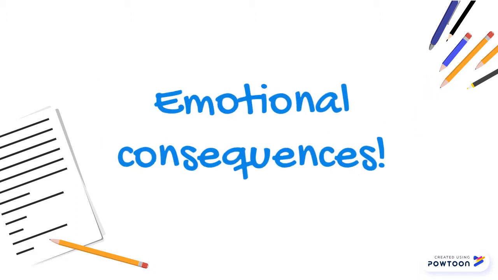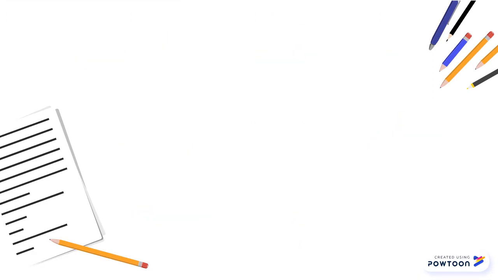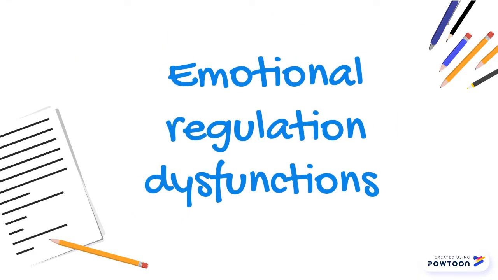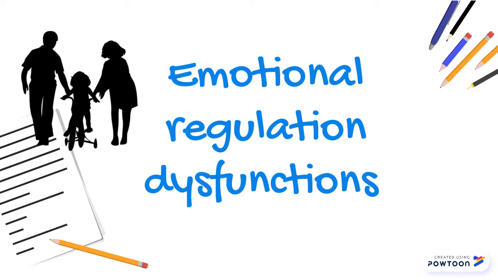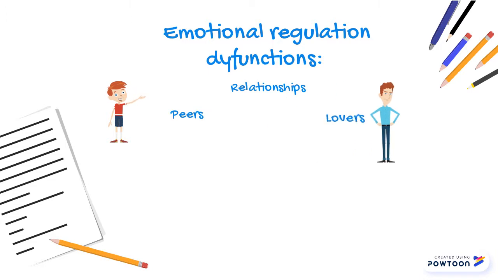Now for the bit you've all been waiting for, the actual emotional consequences. Firstly, emotional regulation dysfunctions. Children who do not get give and take interactions with parental figures in infancy do not gain the stepping stones to regulate and control their emotions. Thus, children who experience neglect may be easy to cry or quick to anger. This can lead on to relationship problems with peers and lovers.